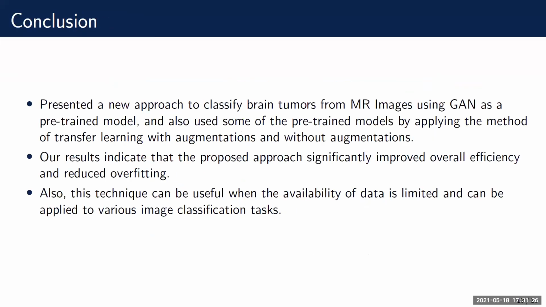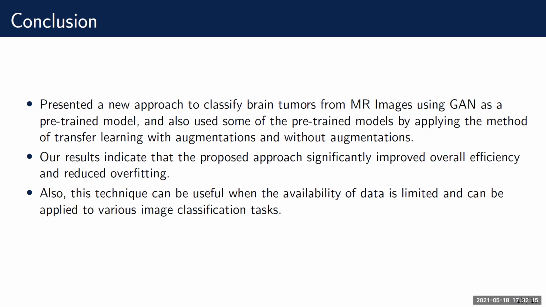Finally, the conclusion. I presented a new approach for classifying brain tumors using GAN as a pre-trained model, and also used some pre-trained models by applying the method of transfer learning with augmentations and without augmentations. Our results indicate that the proposed approach improved overall performance, as well as prevented overfitting. This technique can be useful when the availability of data is limited.